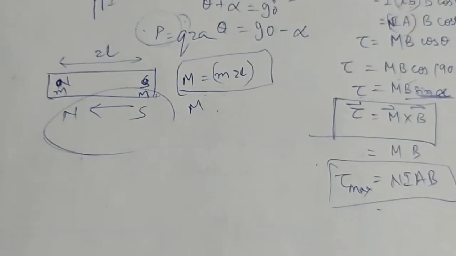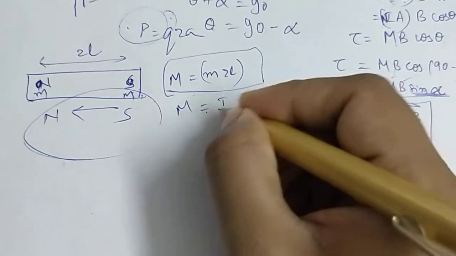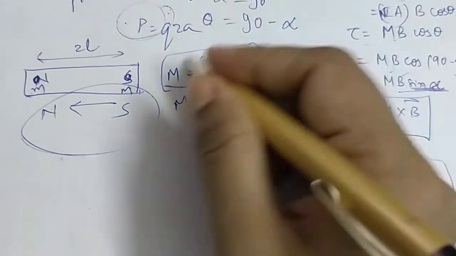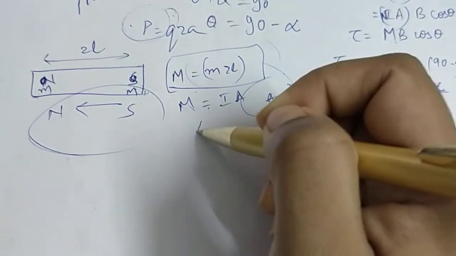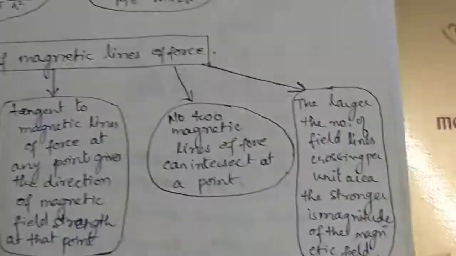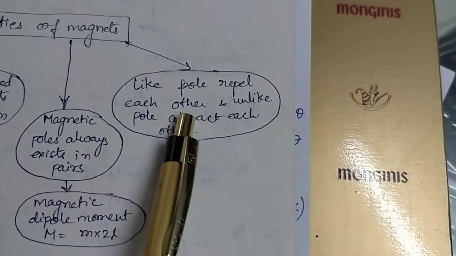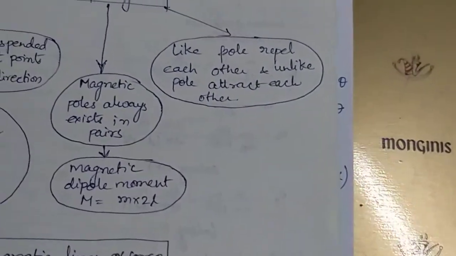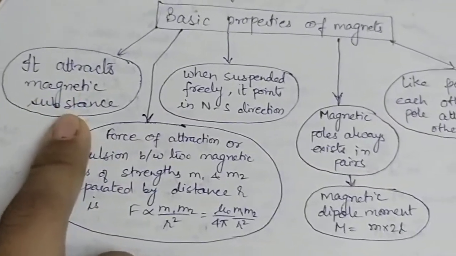And what is its strength? In the previous chapter, I also told you m is equal to Ia. So its unit is ampere meter square. So the same unit can be written here as well, because they are the same physical quantity. Then another property is like poles repel each other and unlike poles attract each other. So to again just overview, it attracts all the magnetic substances.